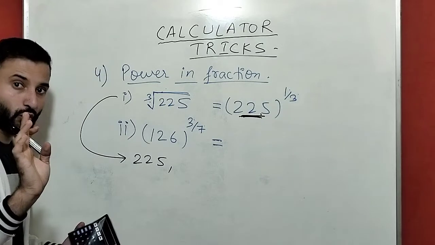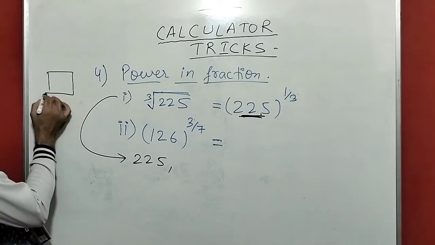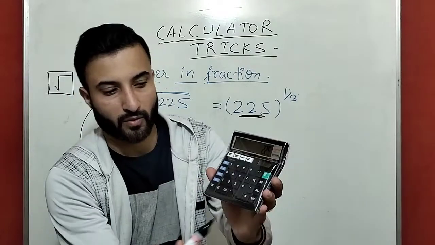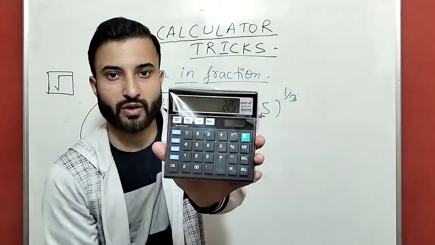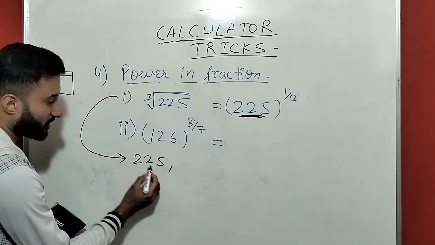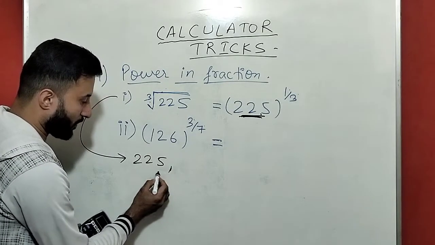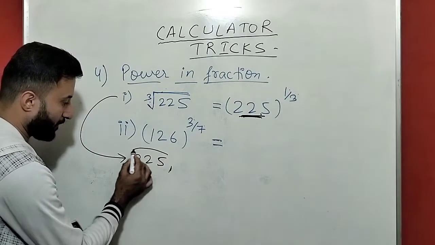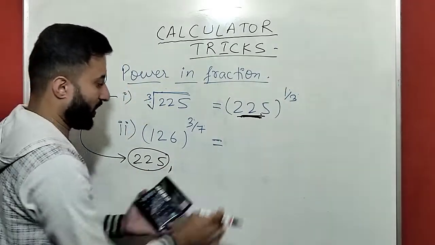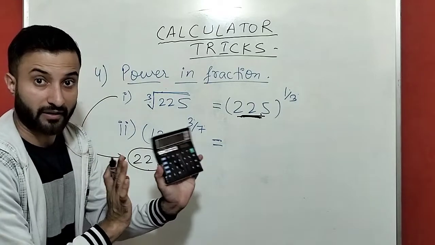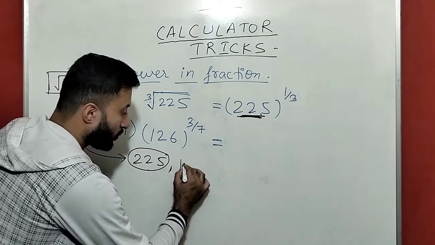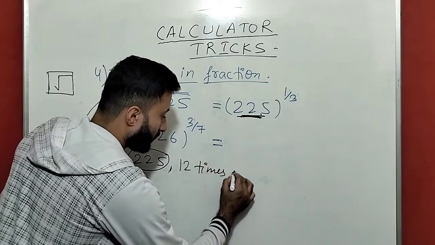Then what you have to do is look at the square root button in your calculator. You can see this square root button. So the first step is to type 225, whatever number you have to find. I have to find 225, so I type 225. That's it. Next step is, you have to press the square root 12 times.